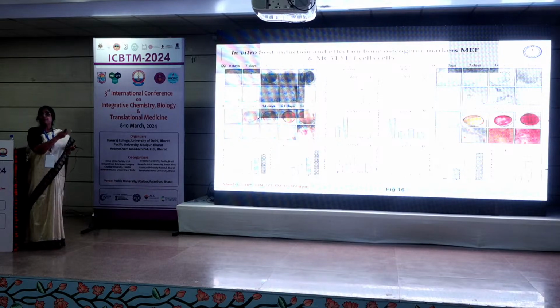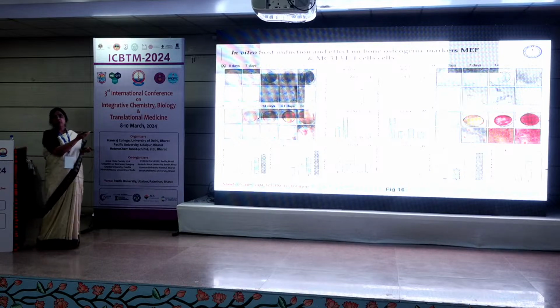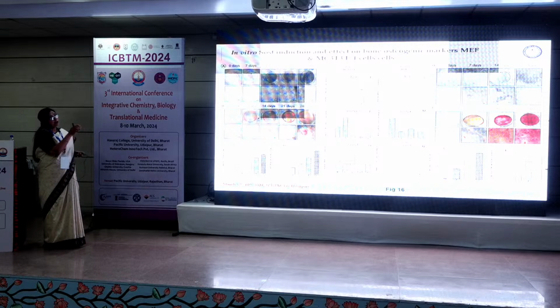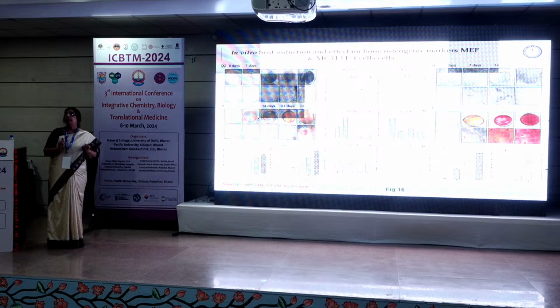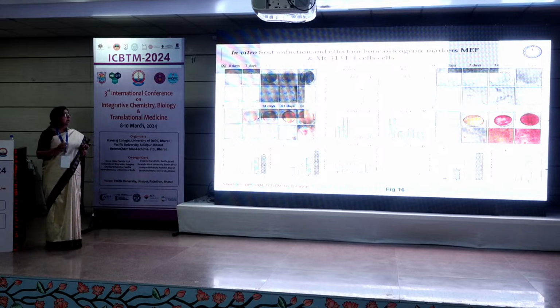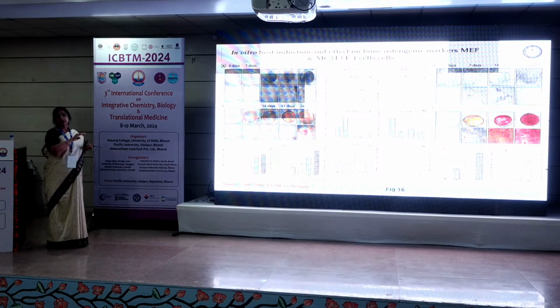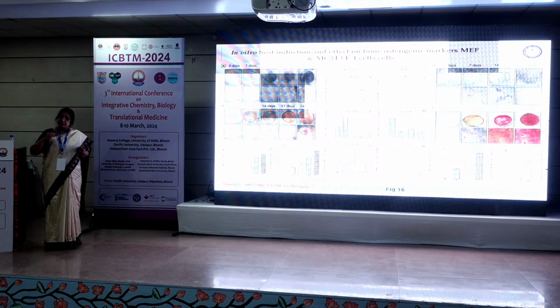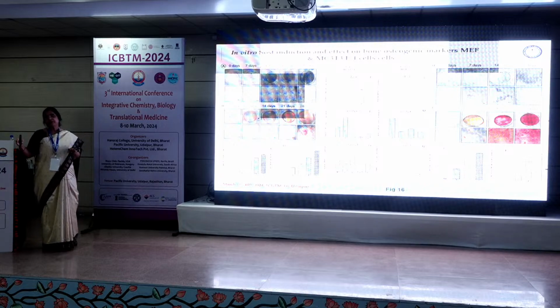Here, I'm showing you together MC3T3 cells on the left side and mouse embryonic fibroblasts on the right side. The upper panel where you can see the blue is alkaline phosphatase, and the red one is the alizarin red. Alizarin red tells us the mineralization of the cells, and the alkaline phosphatase, the blue color, shows that the cells are differentiating. That means my osteoblasts have to become mature, then only we will see the sclerostin protein.